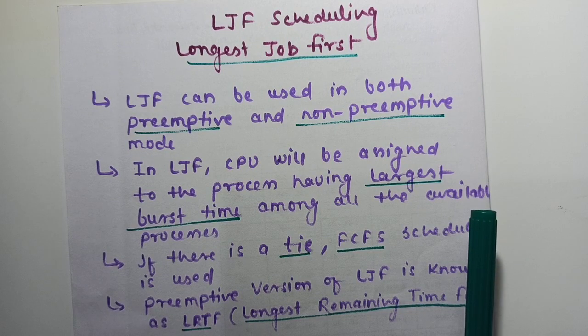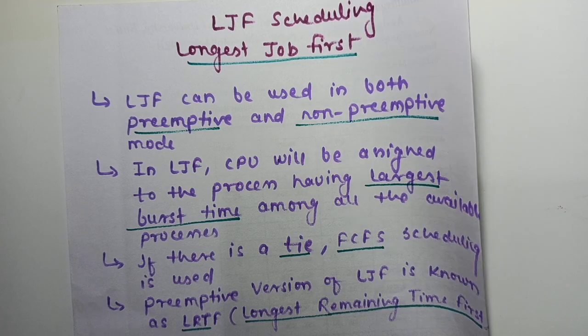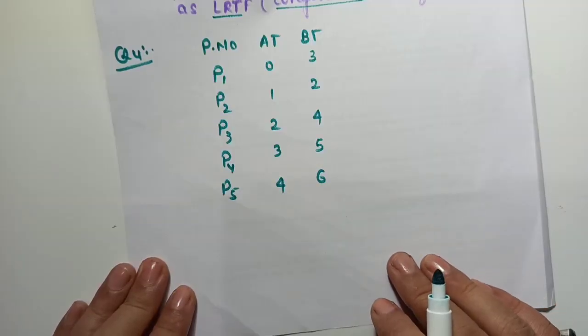One more thing to be noted here: if there is a tie, like if two processes have the same burst time, in the same way that we do in SJF, here in LJF also we will use FCFS scheduling. That means once there is a tie in burst time of two processes, we will select the process which came earlier, the one whose arrival time is earlier, the one that arrived first. Okay, so let's take an example and understand this LJF clearly.